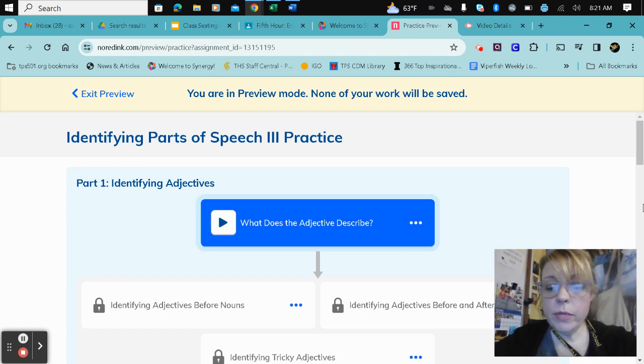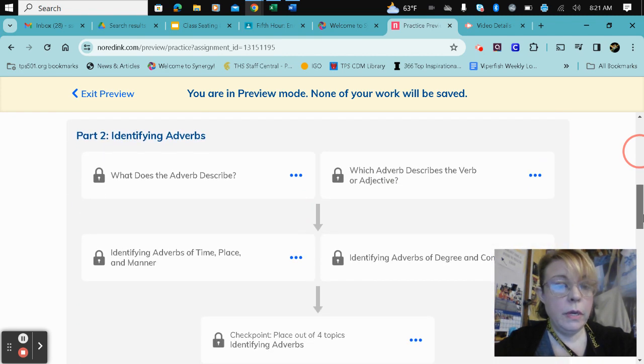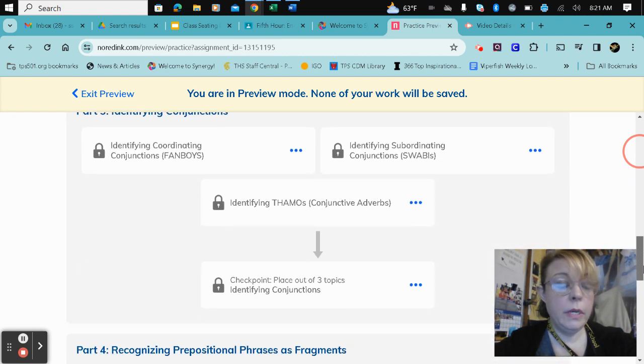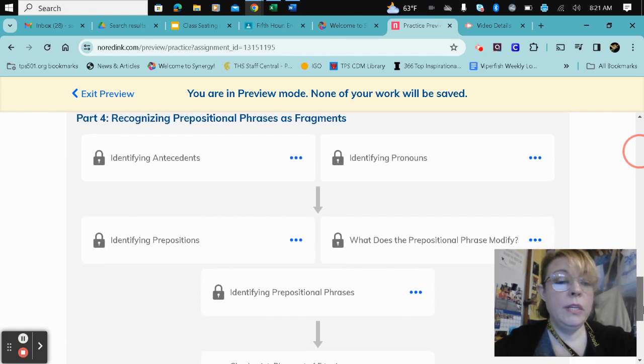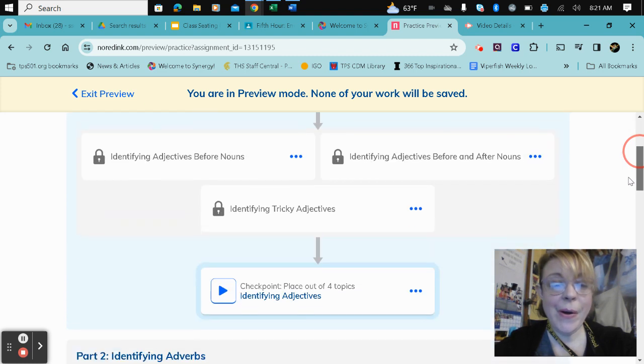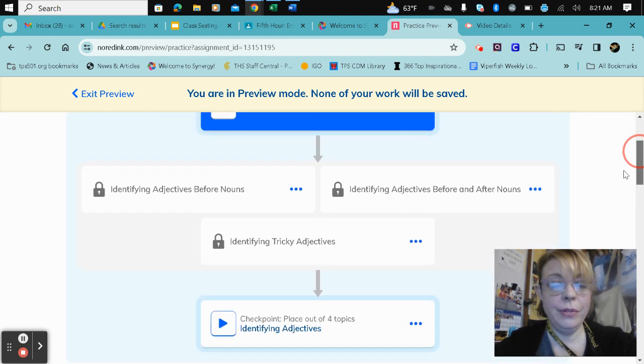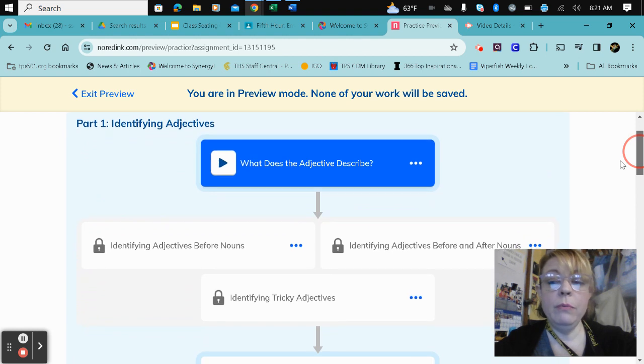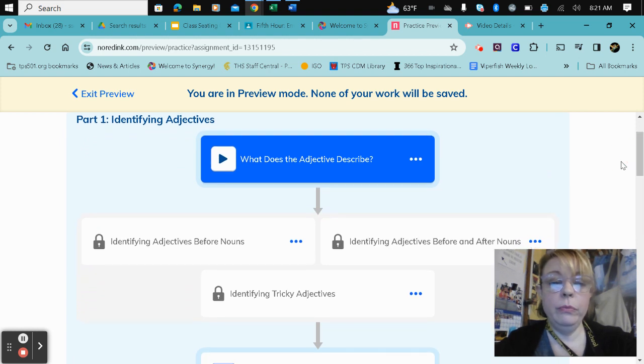I am going to go over the lessons so that you can understand them. Sometimes I try to reword things. So, what you are focusing on in part 1: identifying adjectives, identifying adverbs, and then identifying conjunctions and recognizing prepositional phrases as fragments. If you notice, there are 20 rectangles. Because it's due Friday, I would focus on four to five a day.